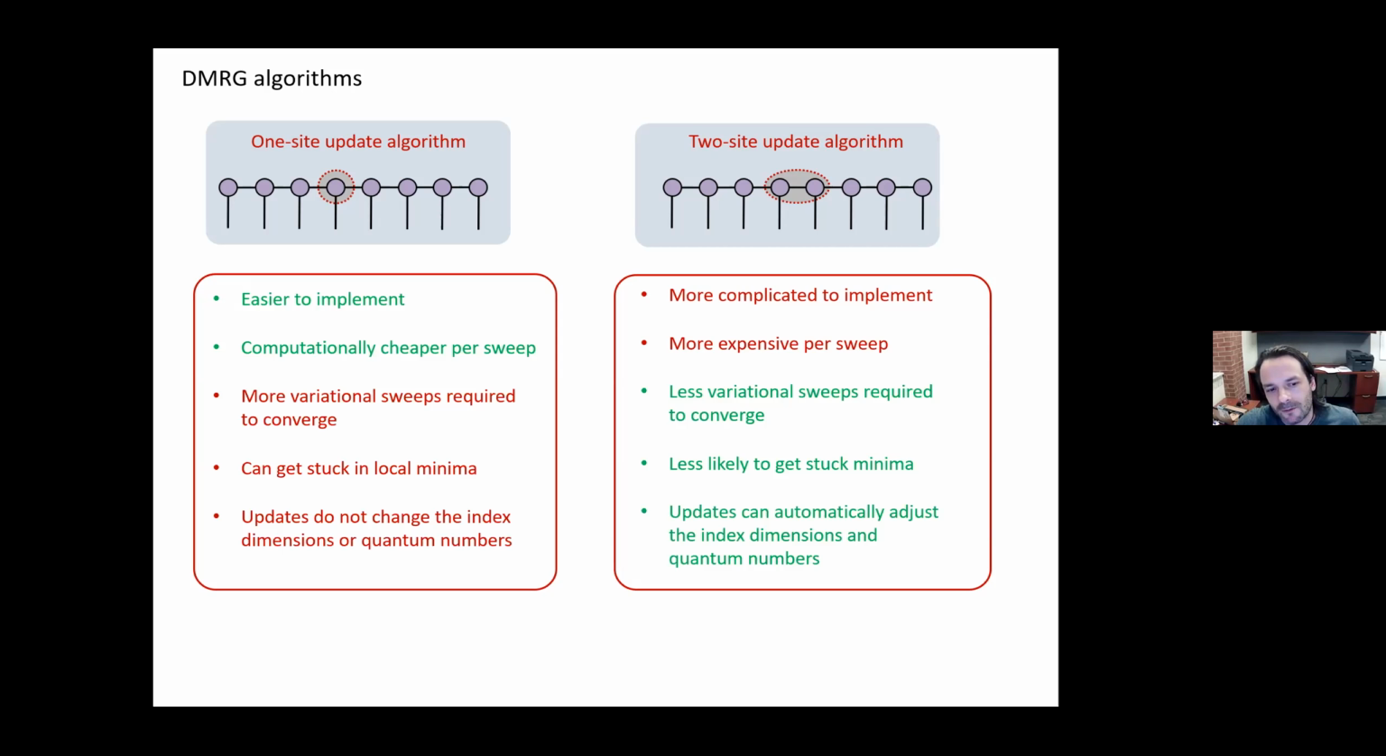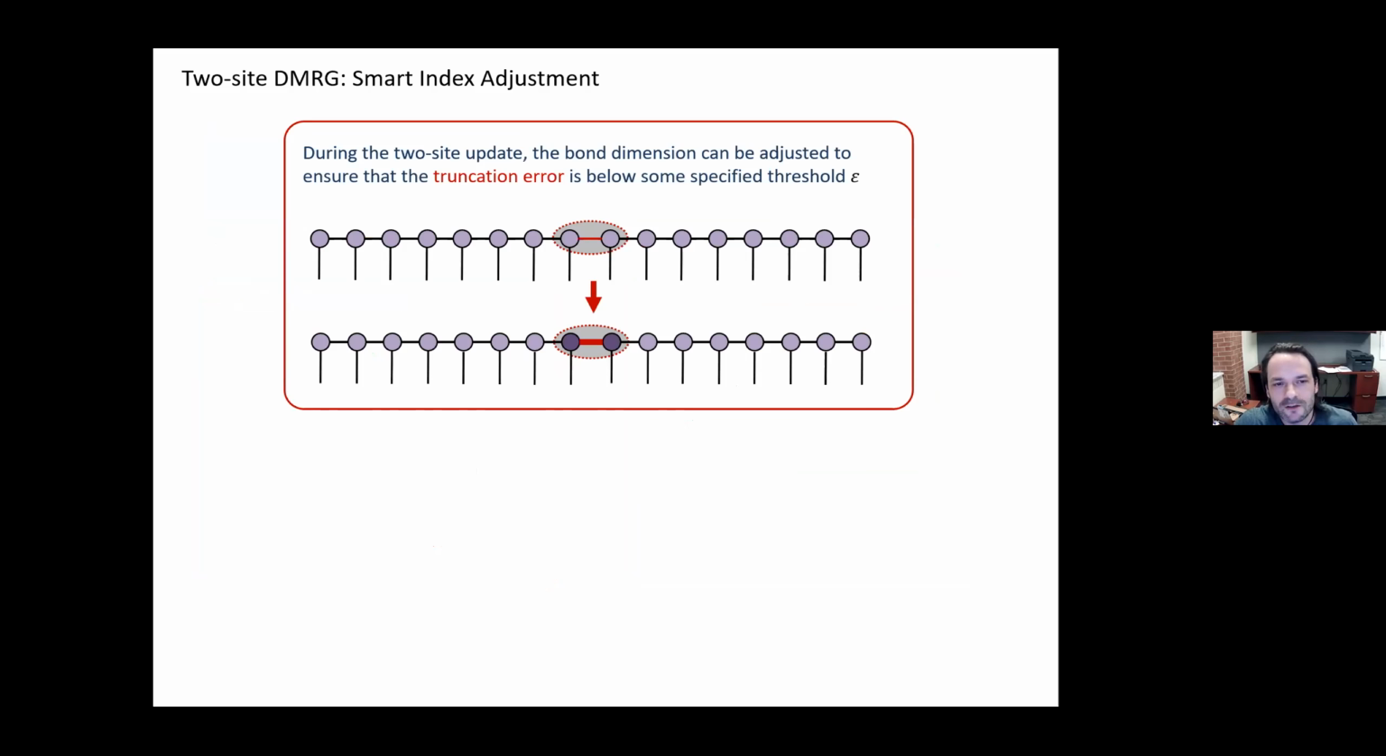Okay, and there's a final point: if I'm only changing one tensor at a time, then I'm not changing the index dimensions of the network. I would have to do something separate in order to change the actual indices themselves if I'm only changing individual tensors. So the two-site algorithm can automatically adjust indices, as well as the quantum numbers associated to indices if we're using symmetries. So this point deserves a little bit more elaboration.